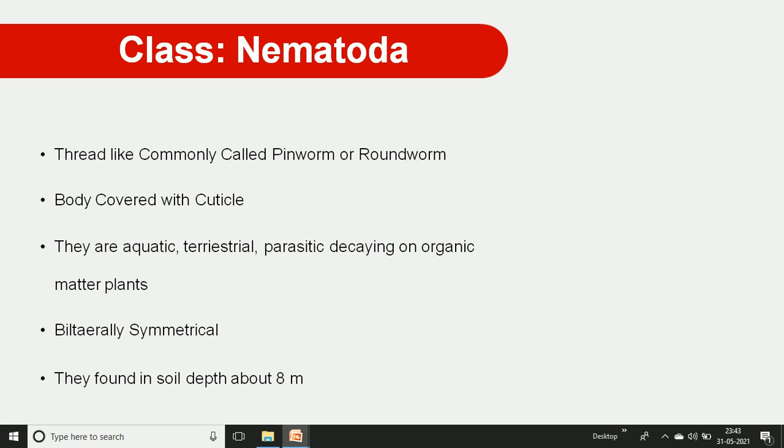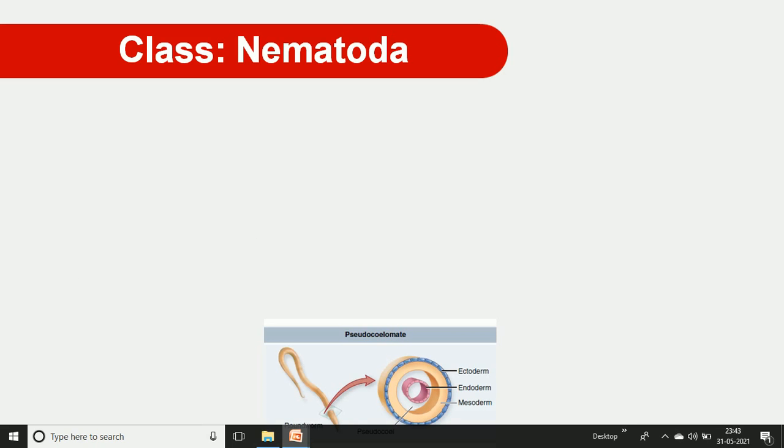These nematode worms are also found in the soil, and if we dig, we can find them up to 8 meters below the soil. Nematode worms live below 8 meters. You can think about how far they live inside the soil structure.